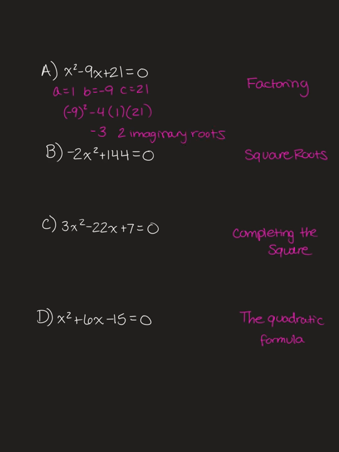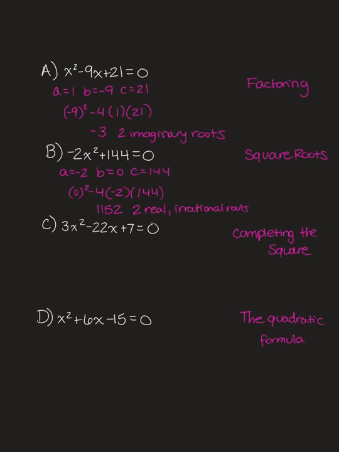Okay, and so B, our discriminant: A is equal to -2, B is equal to 0, and C is equal to 144. So b squared minus 4 times a times c. So that will give you 1152. And that is not a perfect square. So you will have two real irrational roots, which means that you will have a square root left over.